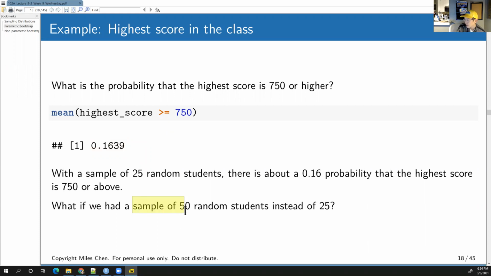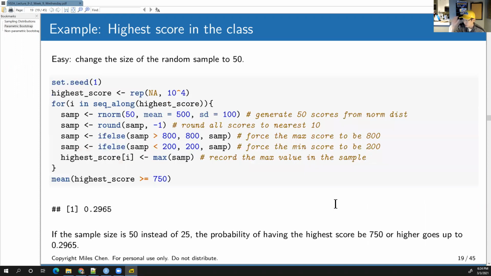What if we decided to take a sample of 50 random students instead of 25? Well, it's simple. I'm just taking the exact same code and changing the number of values to draw from the normal distribution to 50. Again, we're recording the largest value in our sample as our highest score, and we ask how many times the highest score is greater than or equal to 750. Now my probability goes up to 29%, 0.2965, around 30%.